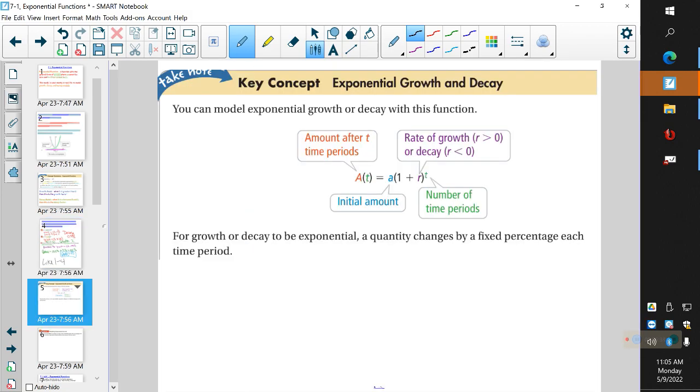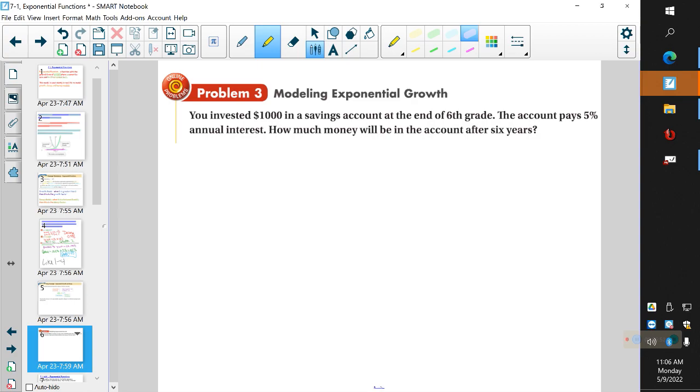Now, here is our lovely formula. Our lovely formula is going to say your balance in your account is going to be your initial amount times your growth or decay of 1 plus r. r is your rate, and then t is going to be the time that you're going to have it in there. Okay? So that's what we're going to be utilizing. So let's look at this problem right here. You invested $1,000. So what is that going to be again?